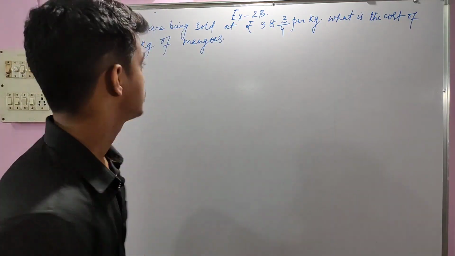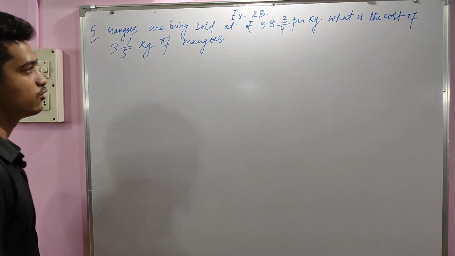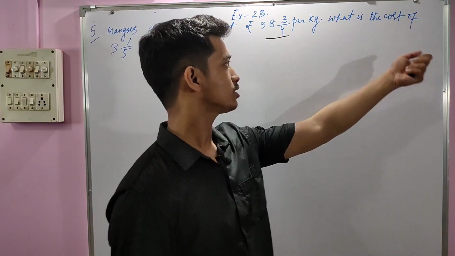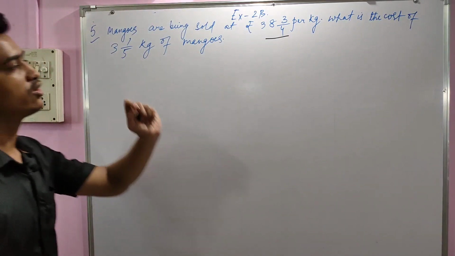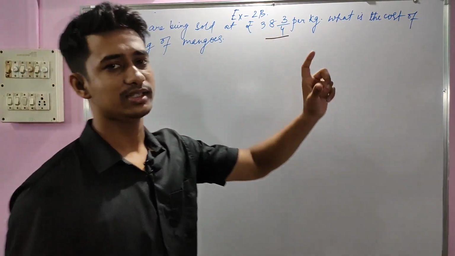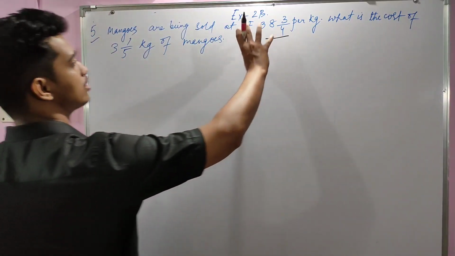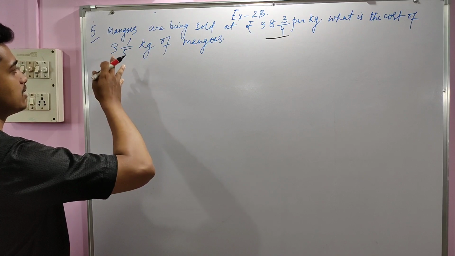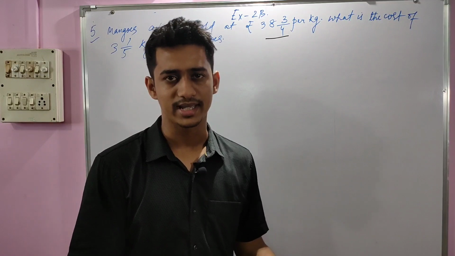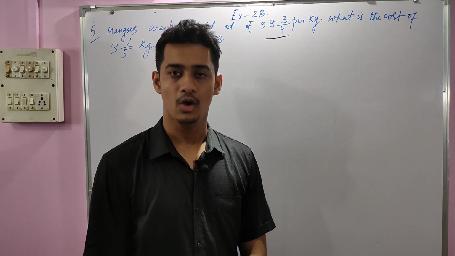So now question number 5. Question number 5 is: mangoes are being sold at rupees 38 3/4 per kg, and now we have to find out the cost of 3 1/5 kg of mangoes. So per kg cost is basically 38 3/4. We can easily convert it into an improper fraction, and then whatever rupees come out, we just multiply with 3 1/5 kg, because improper fraction is basically greater than 1.